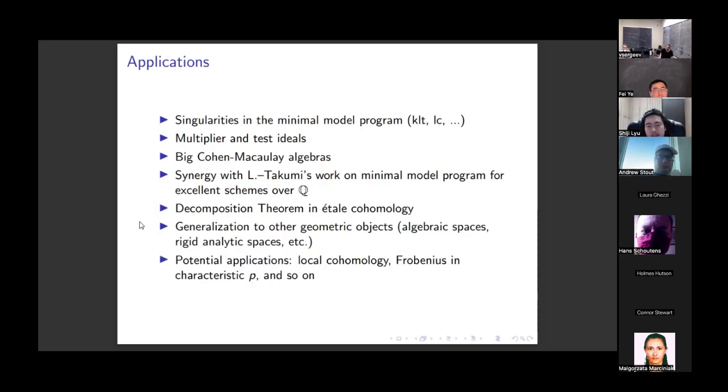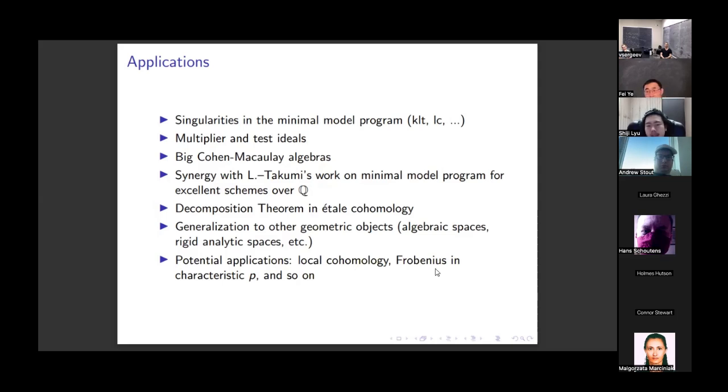Those include local cohomology and Frobenius in characteristic p. For the local cohomology part, the local cohomology modules are generally not finitely generated modules. They're not finite type objects. They may be finite, holonomic D-modules, but those are still currently beyond our reach.